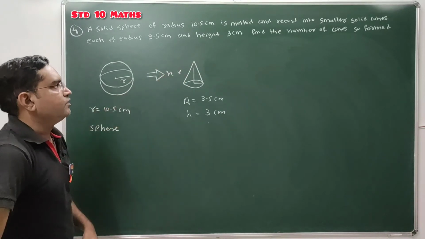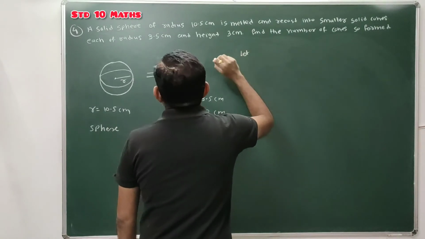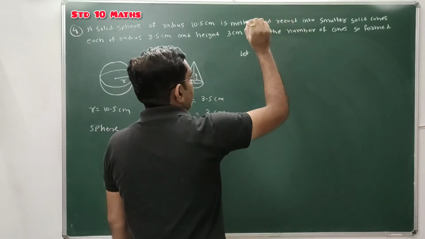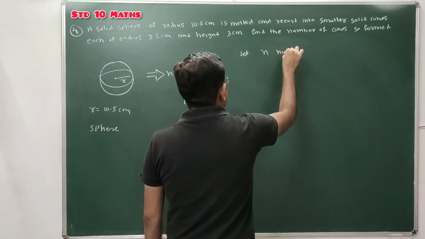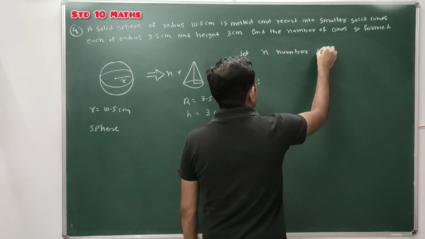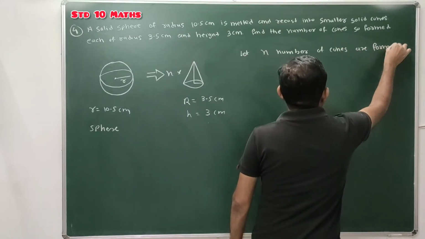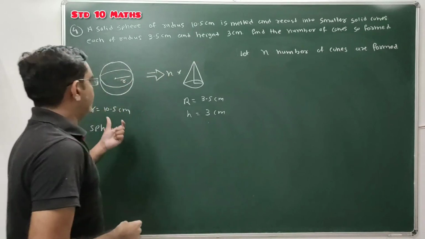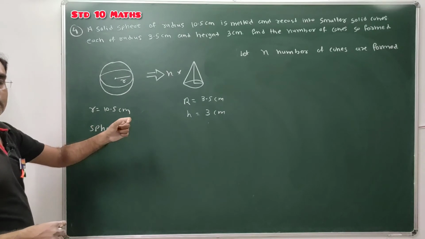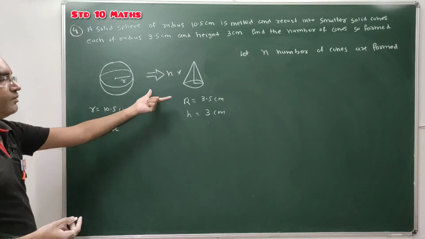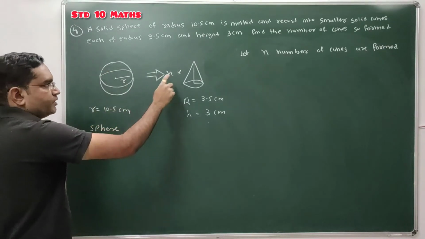Suppose after melting this sphere into the smaller cones, n number of cones are formed by melting this solid sphere. Done. By melting this solid sphere we get n number of cones, n could be 2, 4, 5, 6, 100, 200, anything, and we have to find that number. So the volume of this one sphere is equal to the volume of these n cones.